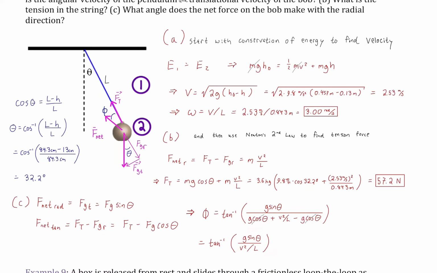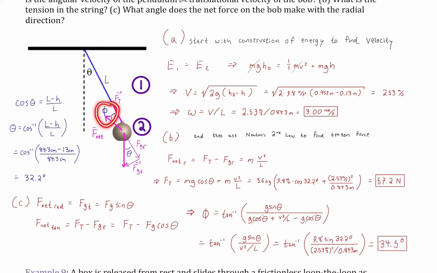This is actually exactly what we would have got if we didn't even consider forces, if we just considered the accelerations. But that makes sense, because this answer should be independent of the mass. All right, so then it ends up being tangent inverse of g sine theta over v squared over L. Plug in our numbers, and we get 34.5 degrees.